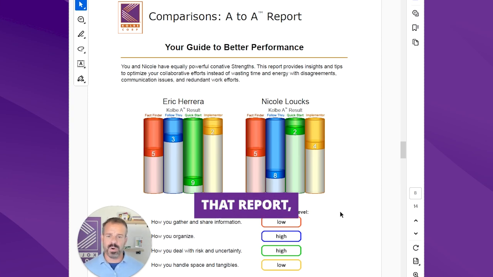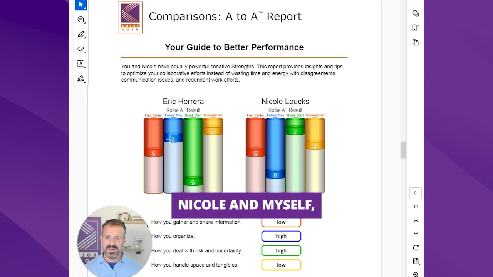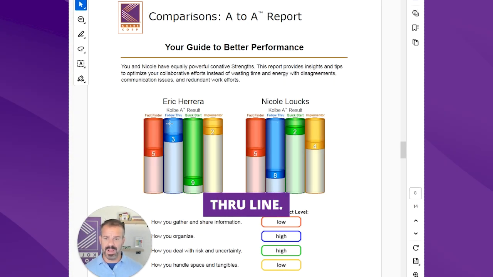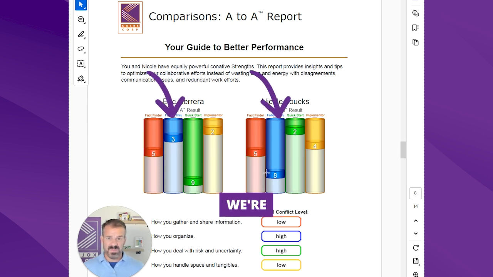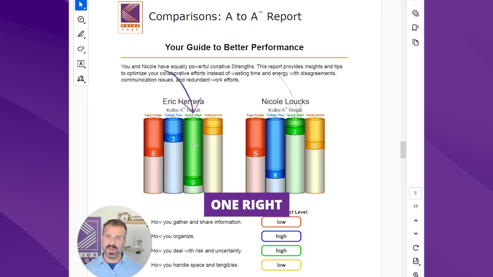Once you get that report, pay attention to a couple of things. Definitely take a look at those areas where you have the greatest differences, the highest potential of conflict. If you're looking at Nicole and myself, look at these blue ones, the follow-through line. I'm a 3, she's an 8. We're pretty different. That's definitely potential for conflict when we're working together. And then also you look at the green one, quick start. I'm a 9, she's a 2.